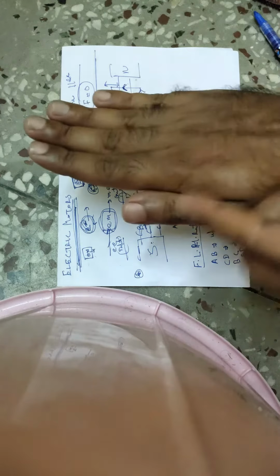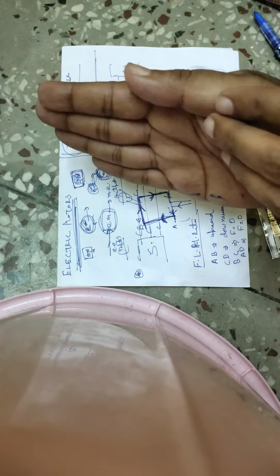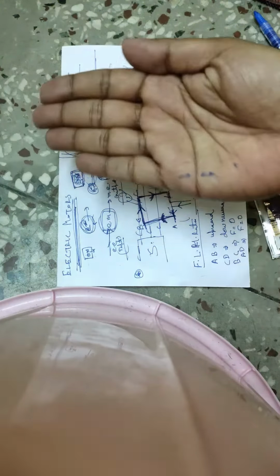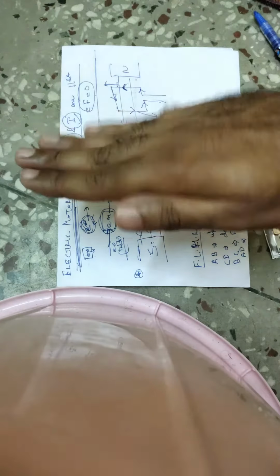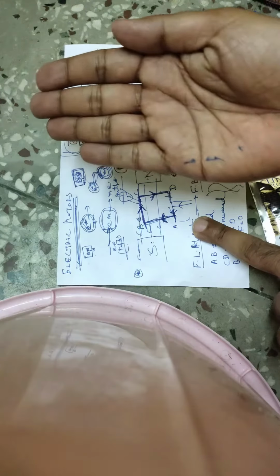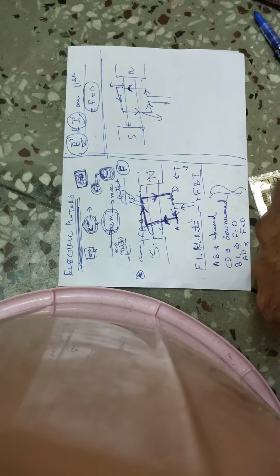Here the force was in upward direction, so it went like this. But after coming here, again the force is in upward direction, so it will come back to here. So it will go like this, back and forth. So this fan will rotate in this manner. Okay, but now here the trick lies.